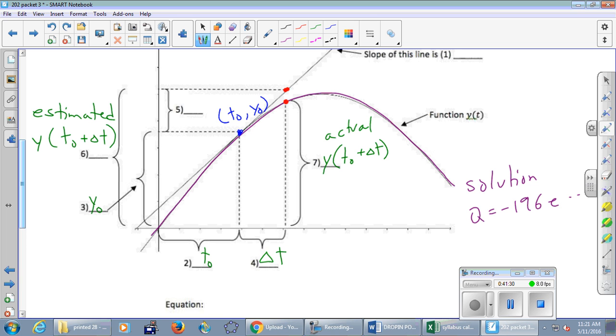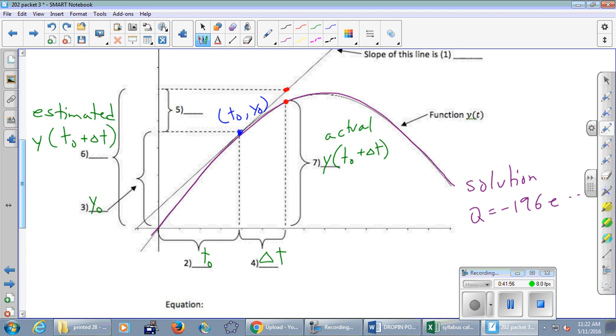Y naught plus delta y. Yes, it is going to be y naught plus delta y. So right now this is just kind of an English, like here's what we're after, and then we'll do the specifics of the formula down below. And again, the value of this 6 and the value of that 7 are hopefully not too far apart, right? As long as delta t is not too big, then probably 6 and 7 are close to being equal.